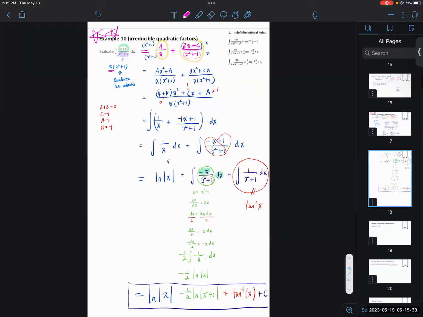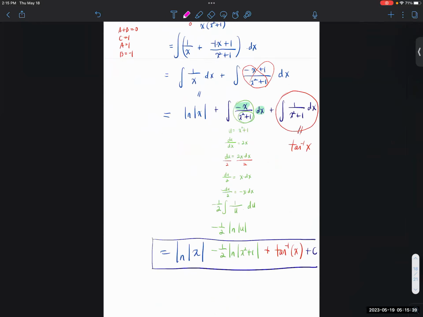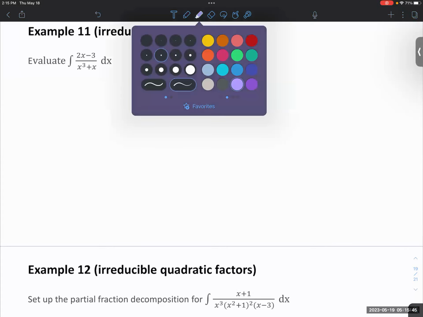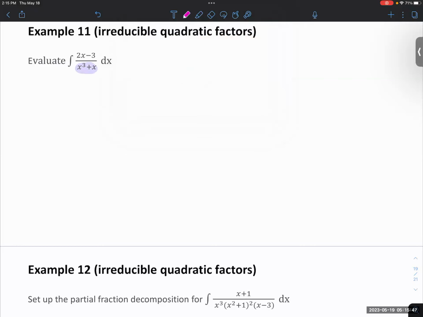Awesome. Okay. All right. So I'm going to do just a couple more. Almost done. Hang in there. I'm not going to do everything. Let's just set it up. So look at the denominator. There is x squared plus 1.